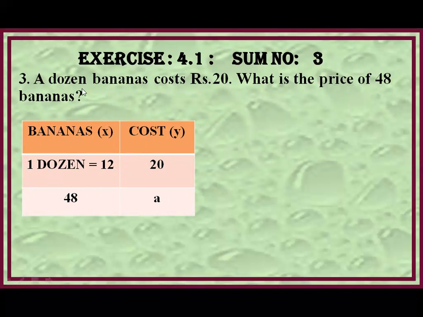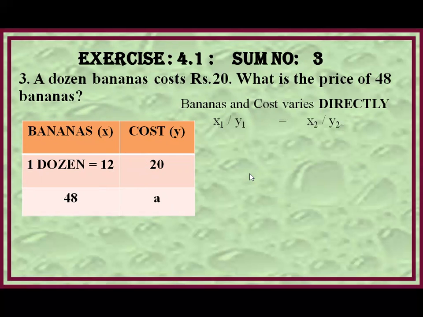1 dozen bananas costs 20 rupees. So 1 dozen is 12 bananas. What is the price of 48 bananas? 48 bananas, and we don't know the value of cost, so we have to find the cost. Both increase. So as the number of bananas increases, the cost is also going to increase. So they are in direct proportion or they vary directly.